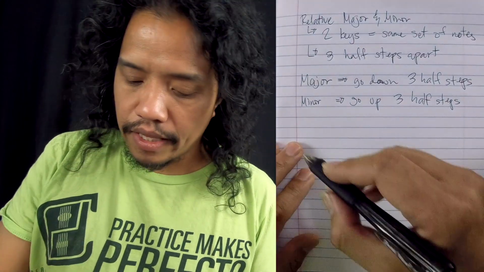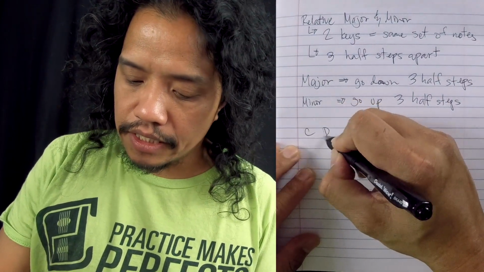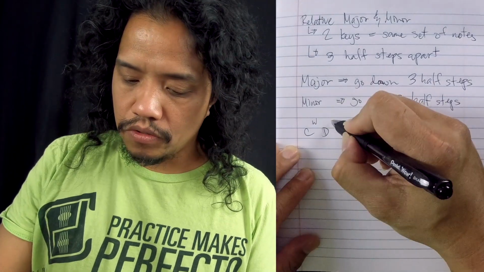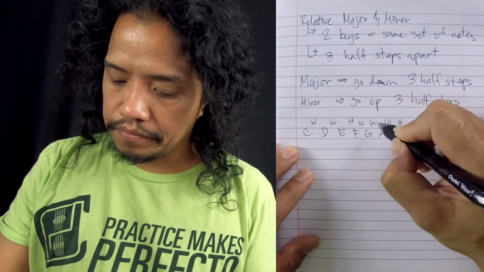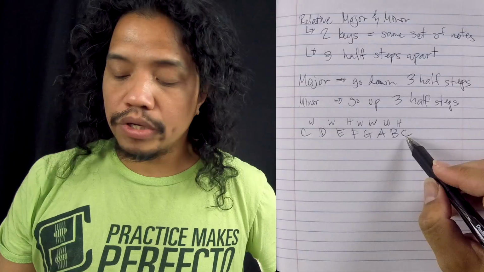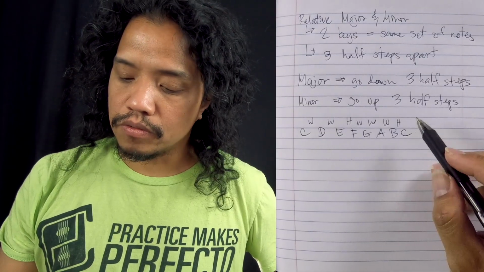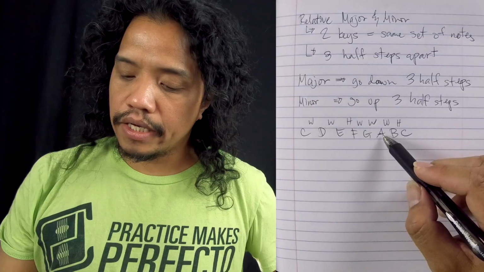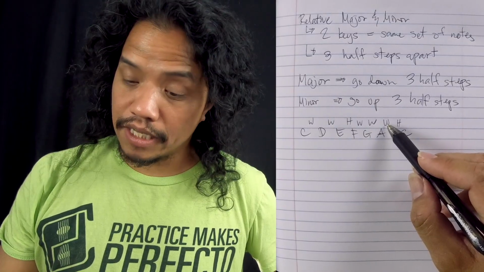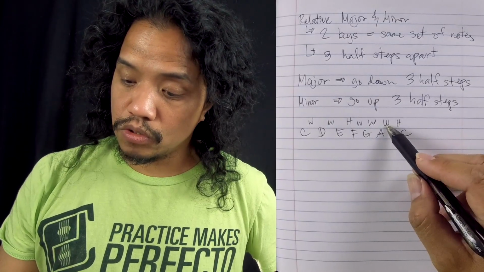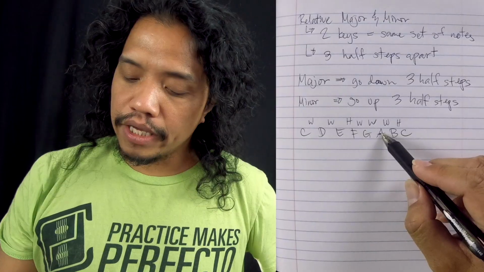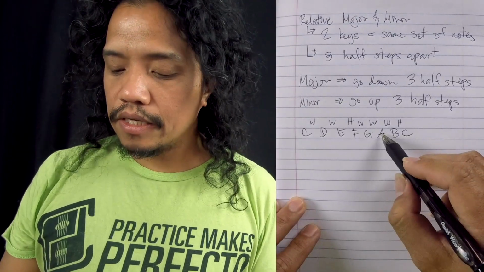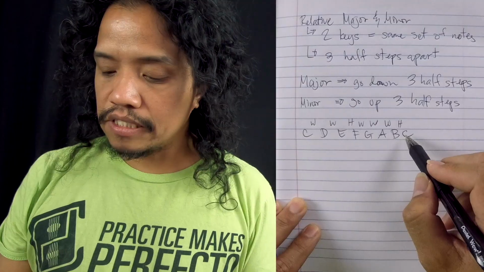We'll start with our C major scale again. C, D, E, F, G, A, B, C. Whole, whole, half, whole, whole, whole, half. From the C major root, we need to go down 3 half steps. C to B is a half step, and then B to A is 2 half steps. So that's 2 plus 1 is 3. We get to the A note. So A is our relative minor of C major.